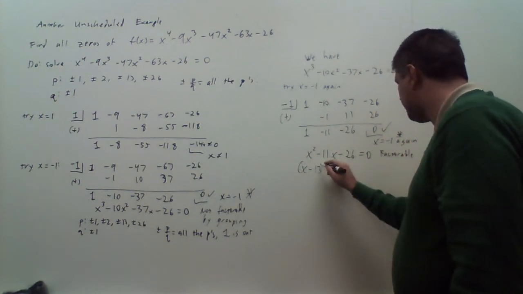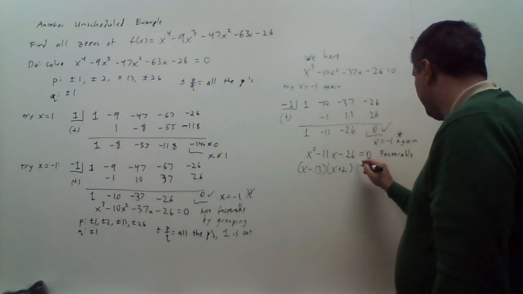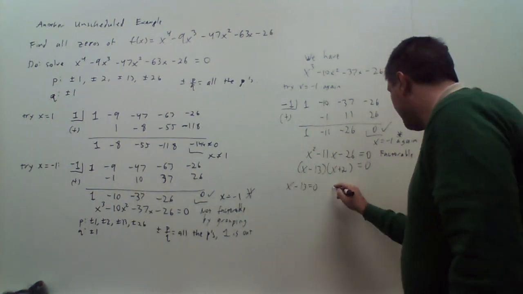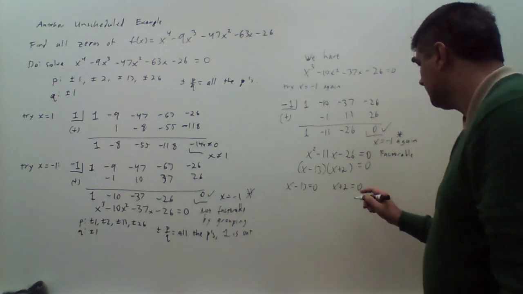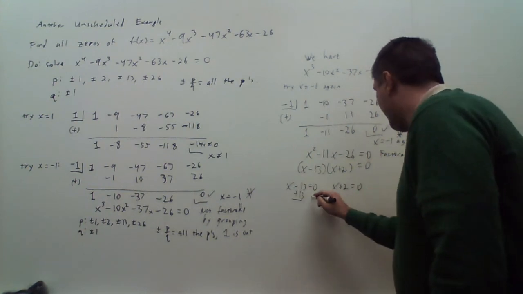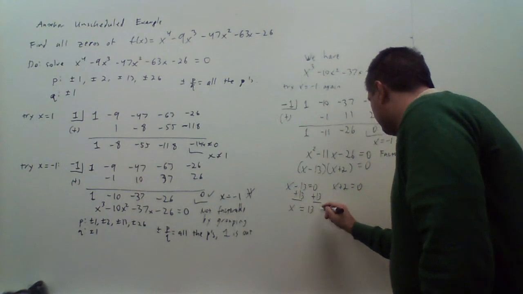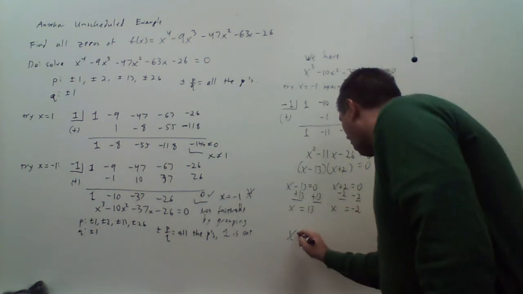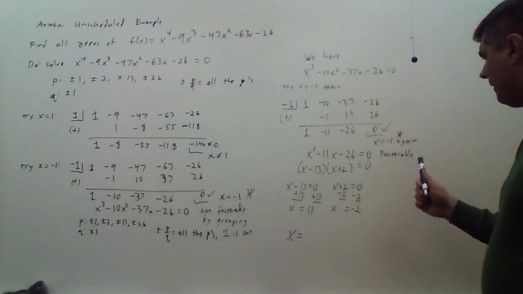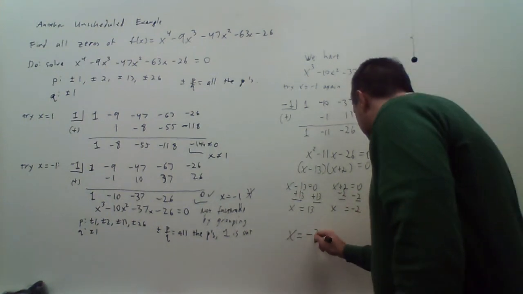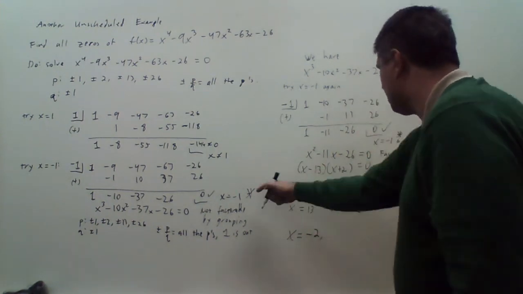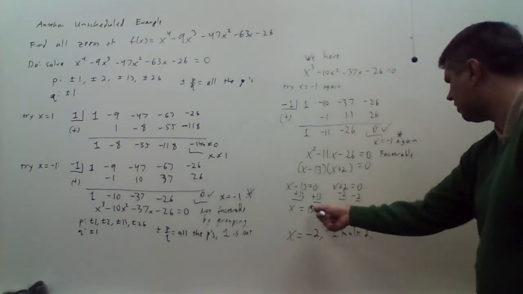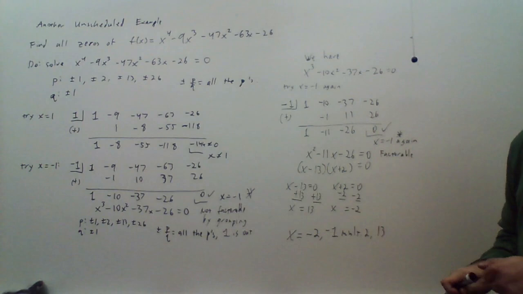So it's x minus 13, x plus 2 equals 0. I'll set x minus 13 equal to 0 and x plus 2 equal to 0. Add 13, x equals 13. Subtract 2, x equals negative 2. So all the solutions in order from least to greatest are x equals negative 2, negative 1 with multiplicity 2, and 13. All right, and that's it.